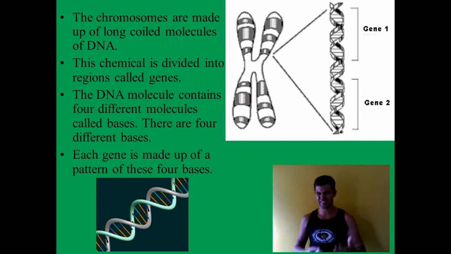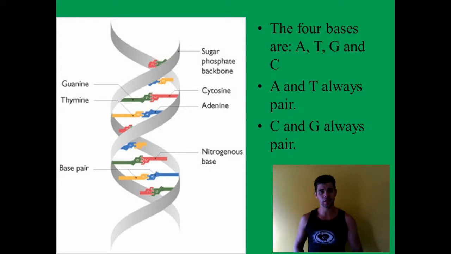Now I understand this is a little bit tricky to get your head around at first. We're going to go through it step by step, and hopefully you'll be able to understand it a little bit better by the end of it. So this is a DNA molecule. Okay, so your chromosomes are made up of loads and loads of these all wrapped together, and it's based in what's called a double helix structure.